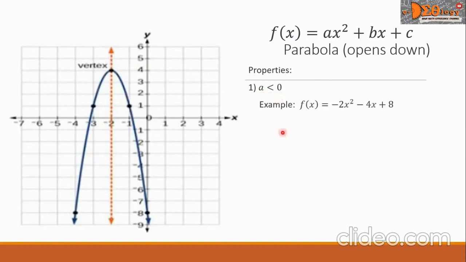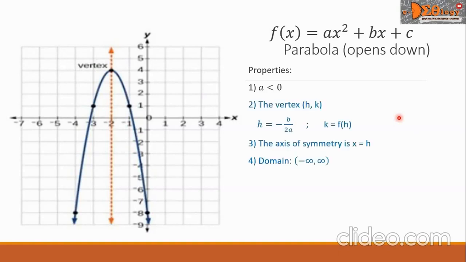A while ago, we have an example f of x equals negative 2x squared minus 4x plus 8. We can see here that the value a, the coefficient of x squared, is negative 2. We can say immediately that the graph of this function is a parabola that opens downward. Let's go to property numbers 2, 3, 4. These three properties are the same properties of the parabola that opens upward a while ago.